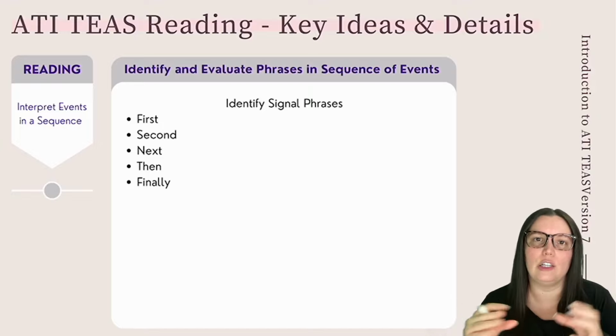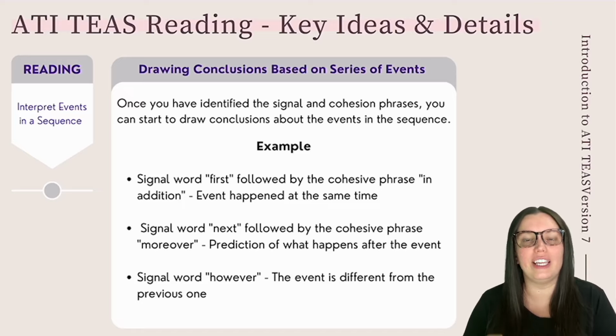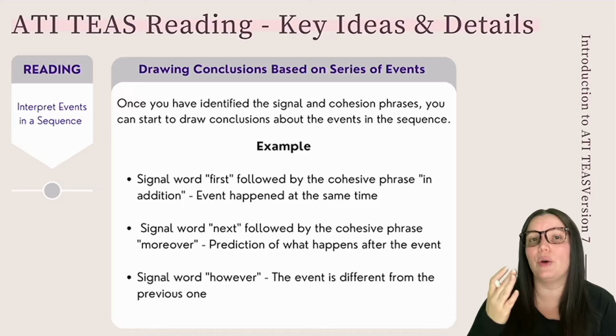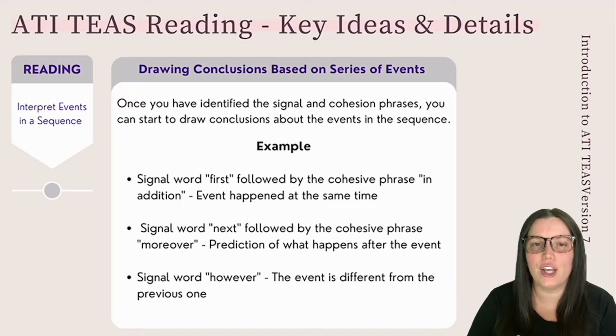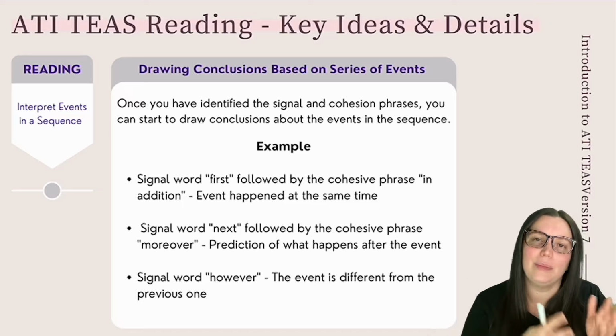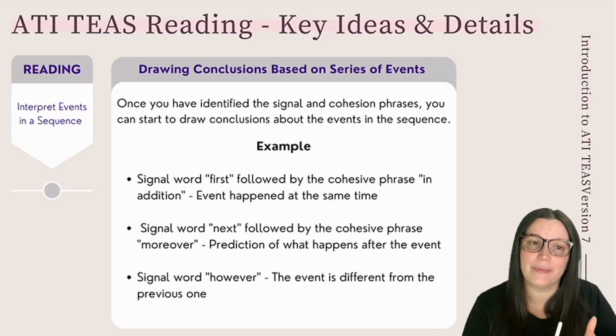You can also draw conclusions based on a series of events. Once you have identified signal and cohesion phrases, you can start to draw conclusions about the events in a sequence. So for example, if you hear the signal phrase first, followed by the cohesive phrase in addition, you know that the event that you're about to hear about happened at the same time as the first event.